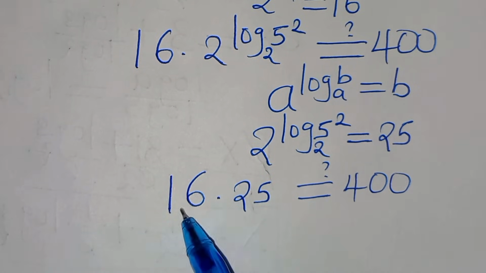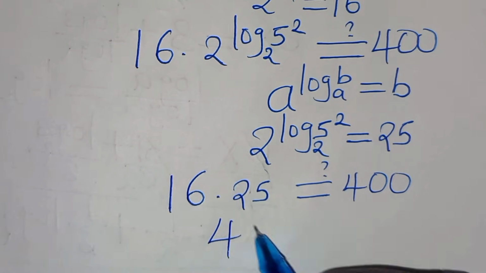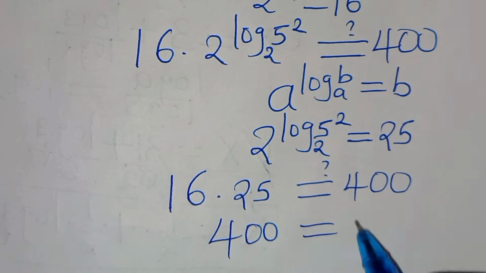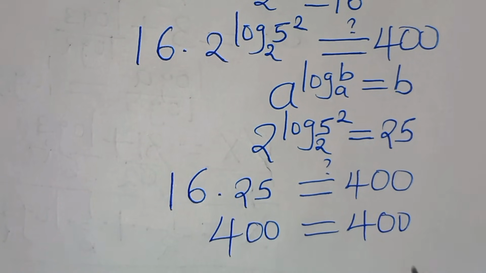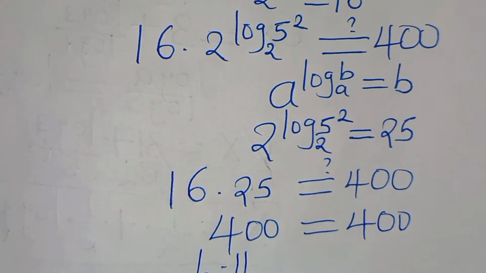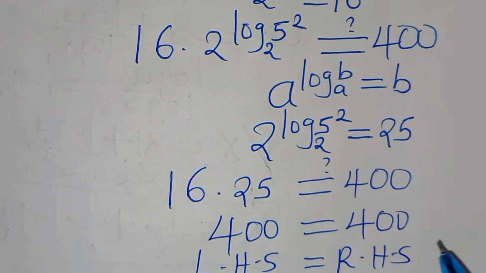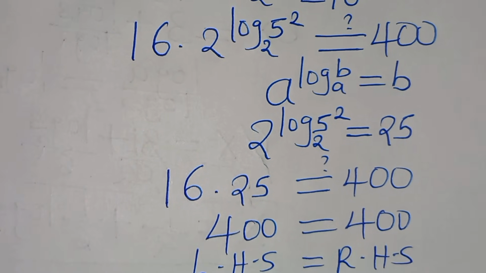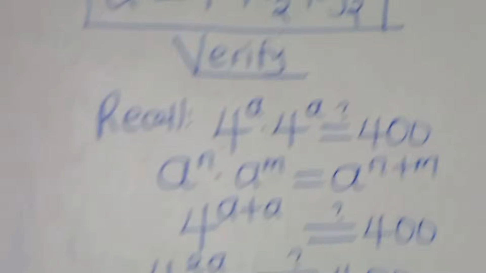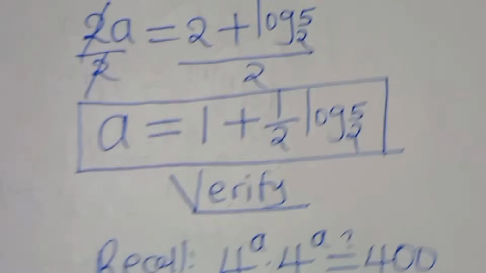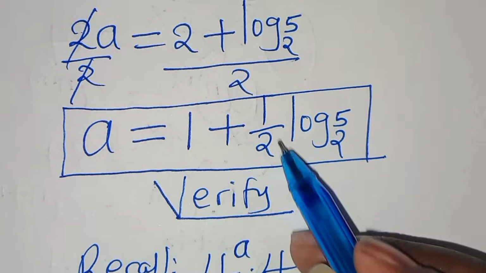Now, 16 times 25, this is 400, which is equal to 400. So the left hand side is equal to the right hand side. And this proves that the value of a, which is equal to 1 plus a half log 5 to base 2, satisfies the equation.